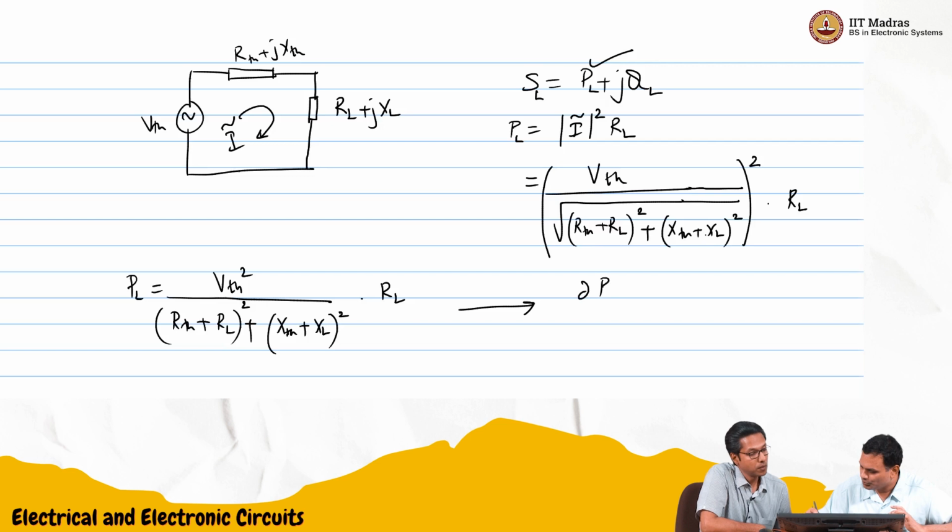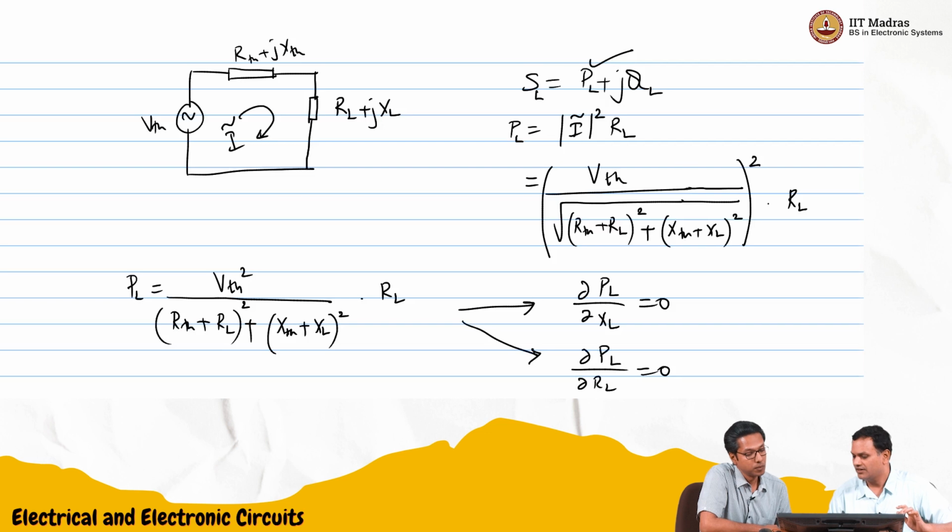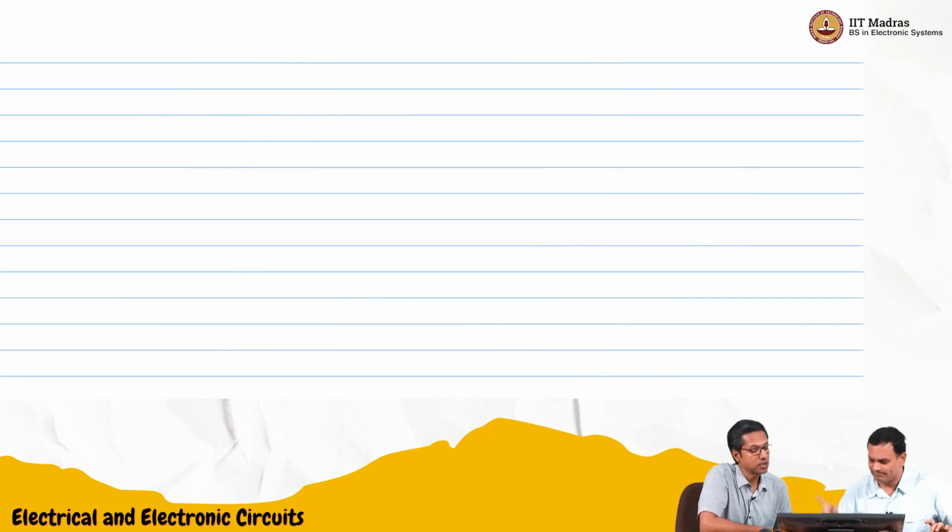So ∂PL/∂XL is equal to 0. We also need to do both. We'll try with one first. So we'll do ∂PL/∂XL equal to 0 first.